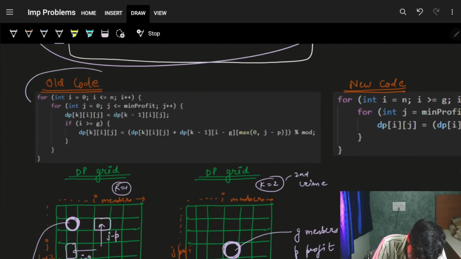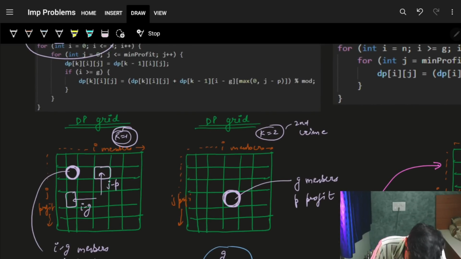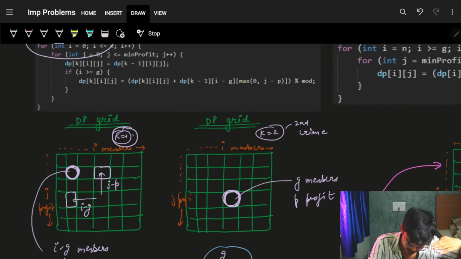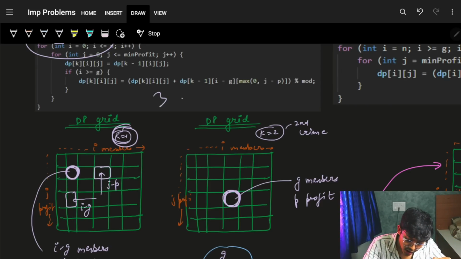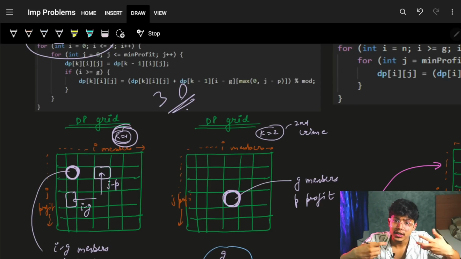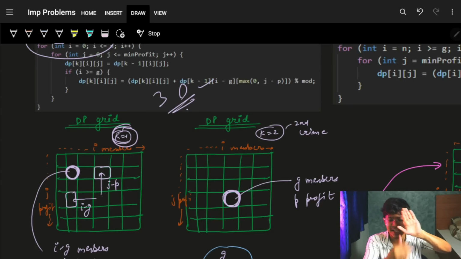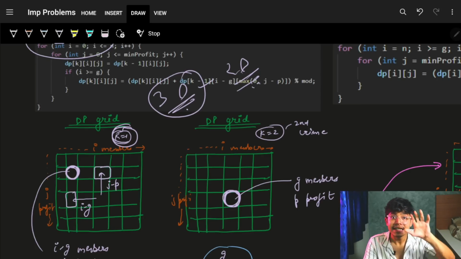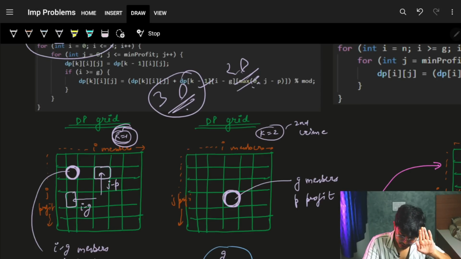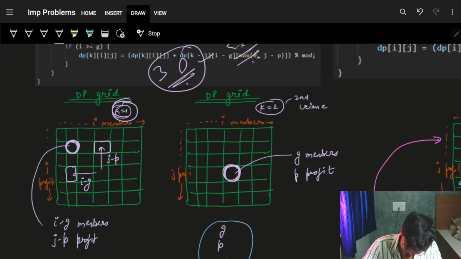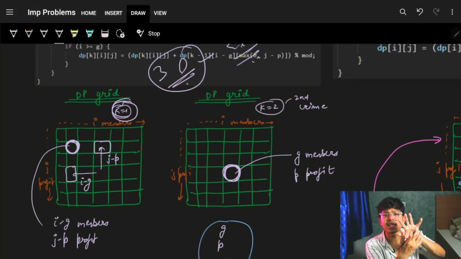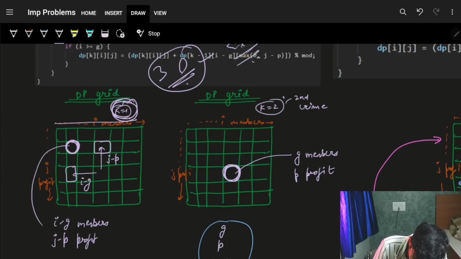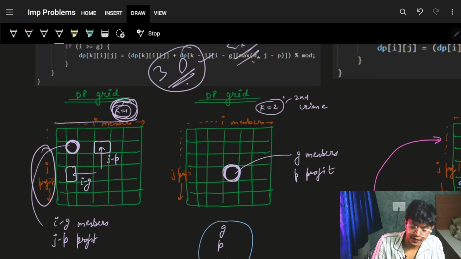If you have the old code, which means if you had k equal to 1, firstly I have shown you that a 3D matrix or a grid is nothing but multiple snapshots of 2D grids. Exactly the same. So it's one snapshot, next snapshot is this, next snapshot is this. It is how a 3D array is made. So for k equal to 1, I just have all these members, I have this j profits.